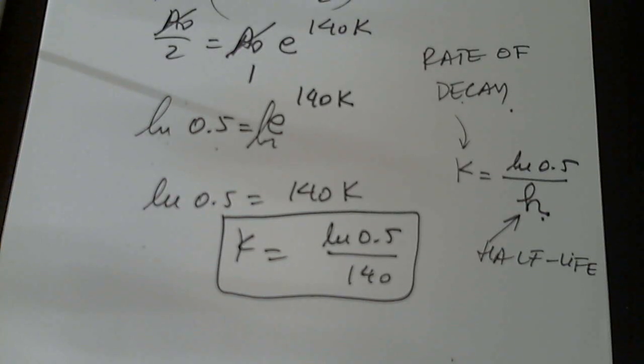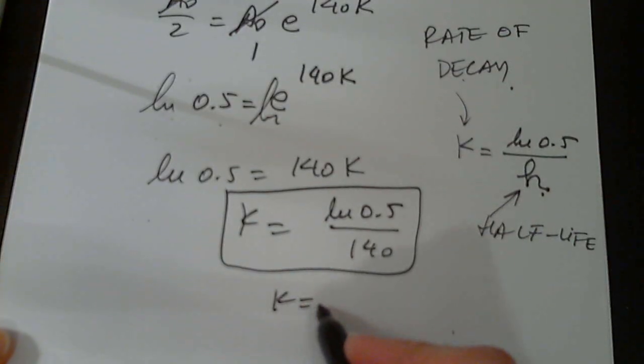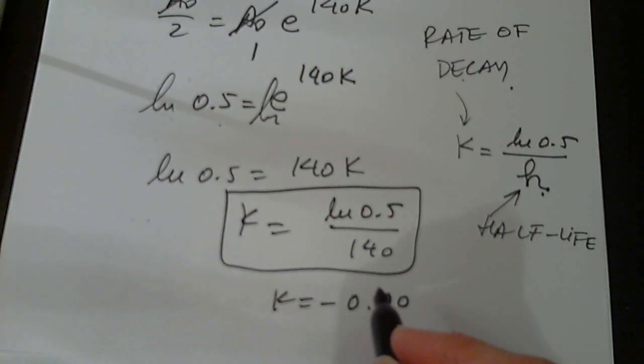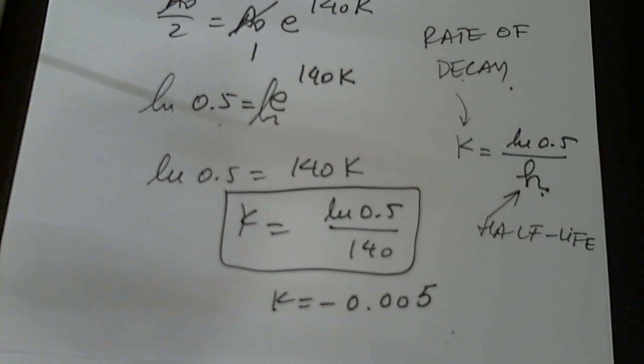Let's see what we get. We have natural log 0.5, and we divide by 140. We prefer 4 decimal digits. As expected, it's a radioactive decay, so k is a negative number, negative 0.00. I have 4, 9, and 5, so I have to change the 9 into 0 and the 4 into 5. So it will be just negative 0.005.